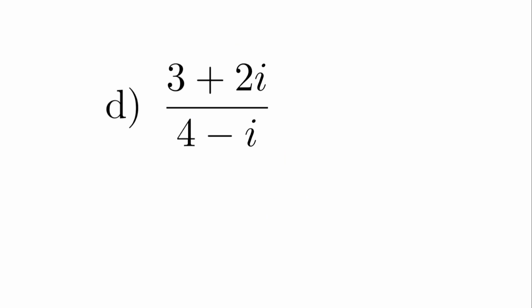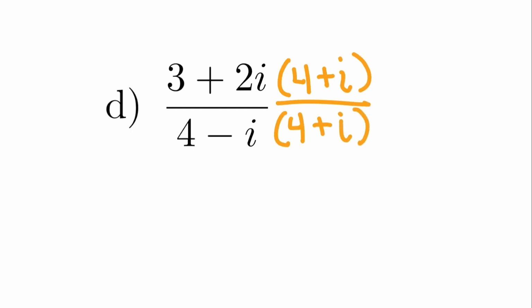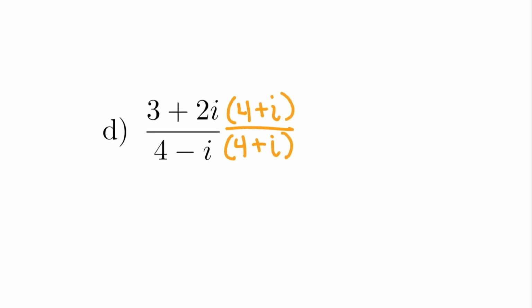Here's a rational expression with imaginary numbers. So in this case, we have to multiply both top and bottom by the complex conjugate, which is going to be the denominator with a switched middle term. Okay, nothing else about the denominator changes. Then we have to FOIL this.